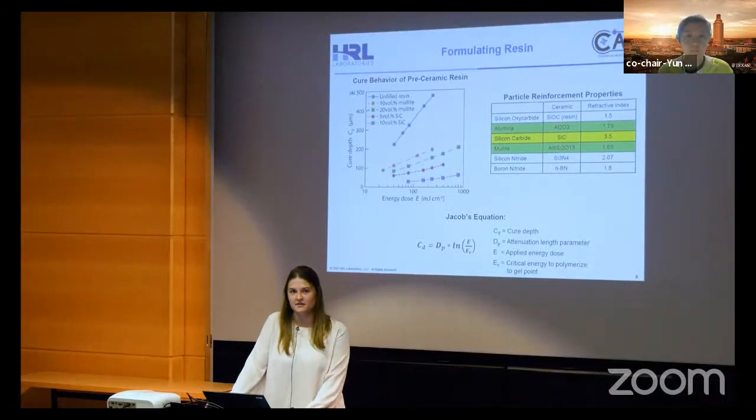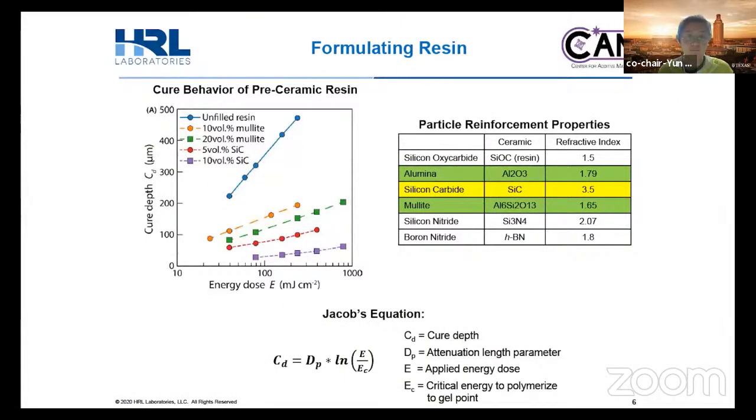In order to reinforce our silicon oxycarbide pre-ceramic resin, the cure behavior of the polymer needs to be determined. For the resins that we formulate, we determine the photopolymerization behavior by fitting to Jacob's equation. As you can see from the plot, the unreinforced pre-ceramic resin has the highest cure depth. When you put reinforcements into the resin system, although the base resin hasn't changed, the cure behavior deviates from the unfilled material. This is because there is light absorption and scattering occurring due to the particle addition.